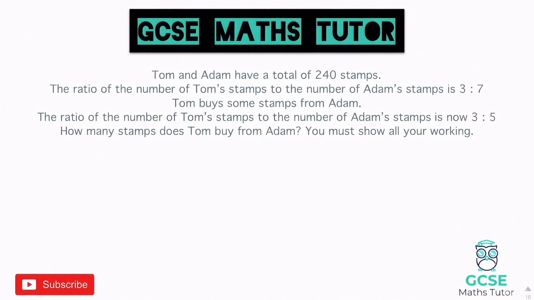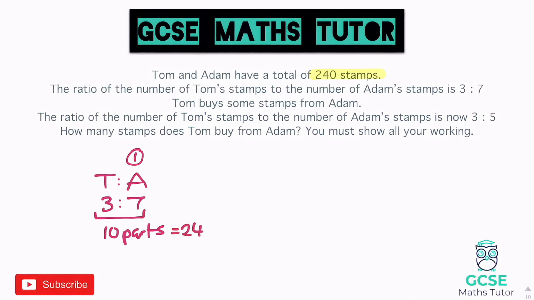Now there's no extra stamps getting added in at any point. We're always having 240. If extra stamps were being added in, this problem does get a lot more complicated, but this type of problem here, look, there's only 240 and they're just sort of interchanging some between them. So if we have our first scenario, scenario number 1, we've got 240 stamps and we've got Tom to Adam in the ratio 3 to 7. Now obviously that's 240 stamps shared between them, so the total amount of parts there is 10. So we've got 10 parts equaling 240 stamps. So if we divide that by 10, we get 1 part equals 24 stamps.